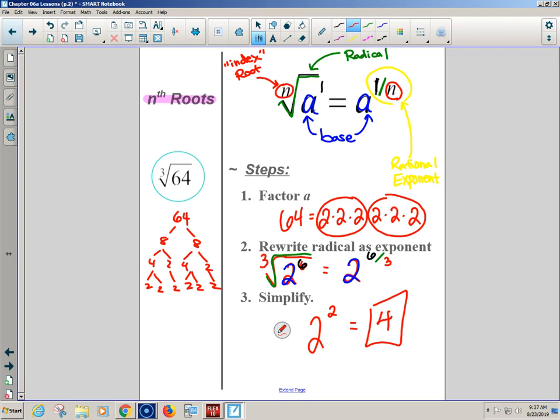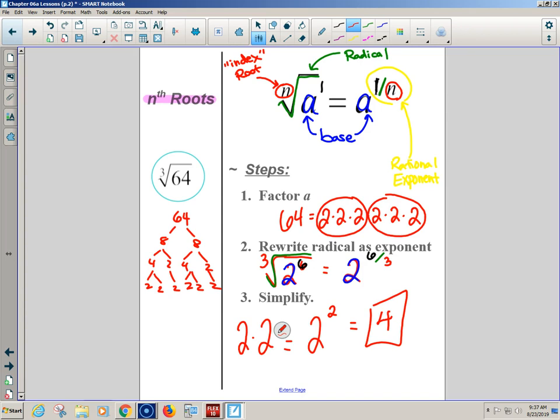There are a couple different ways of doing it. One way is looking for sets of whatever the root is or whatever the index is, and there were 2 sets of 3. There was a set of 3 for 2 and a set of 3 for 2. So you could have done 2 times 2 just by looking for sets, or you could have rewritten it with a rational exponent and simplified it. Got you to the exact same answer.